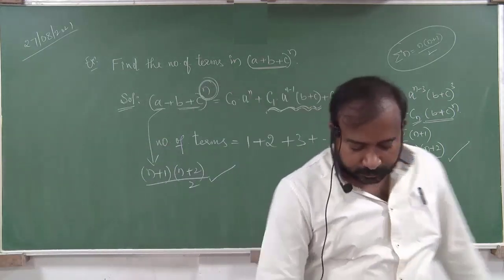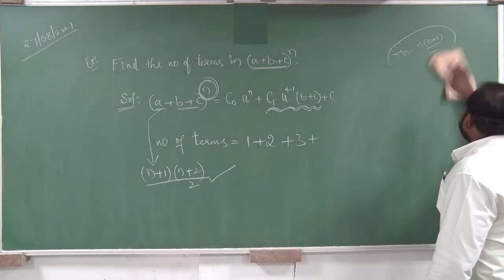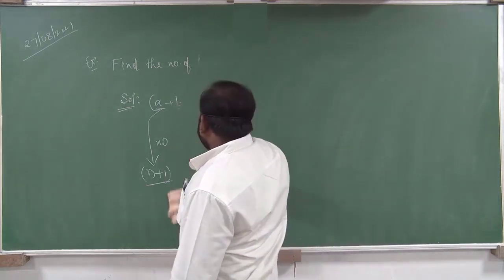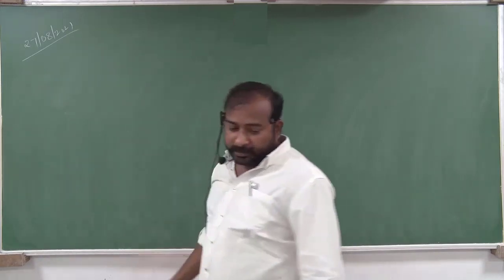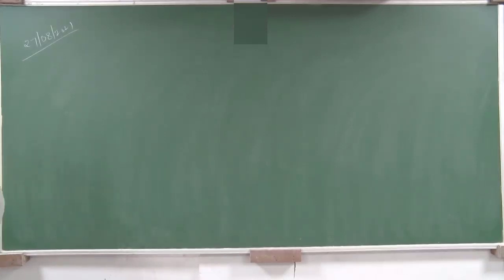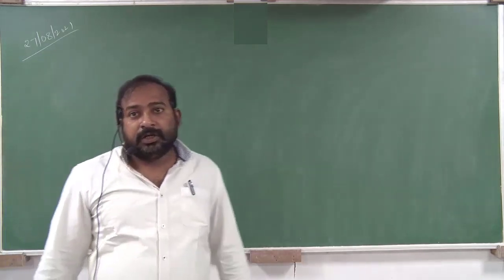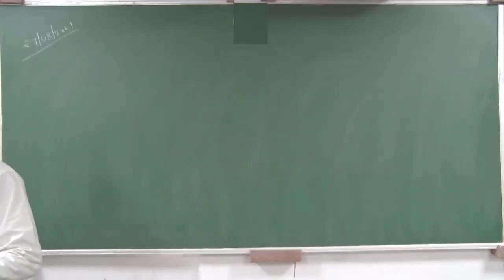Next, one concept I already gave in the last class: middle term or middle terms. Okay, middle term and middle terms. How can you identify? Basing on the power value only. If the power value is even, there exists only one middle term. If the power is odd, you will get two middle terms. I will explain with one example.